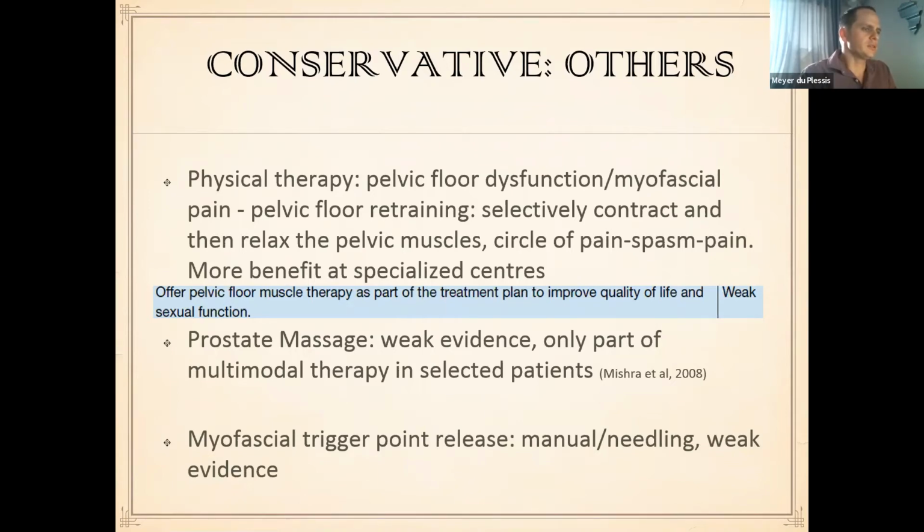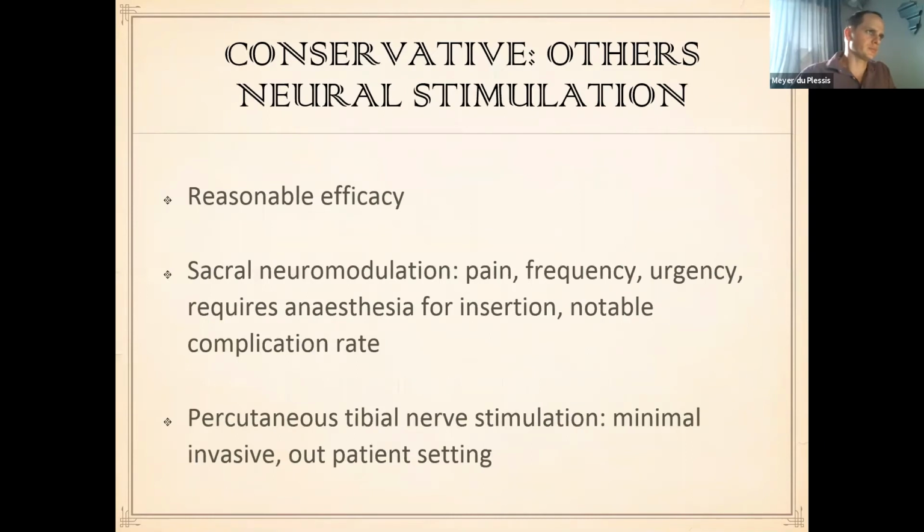Then needling, which can be done, myofascial trigger point release that can be done manually, or it can be done with needling, which can either be wet or dry needling. Weak evidence for that. Others is neurocyclical stimulation. This is shown to have reasonable efficacy. The benefit of cyclical neuromodulation is that it can also improve the frequency and urgency additional to the pain.